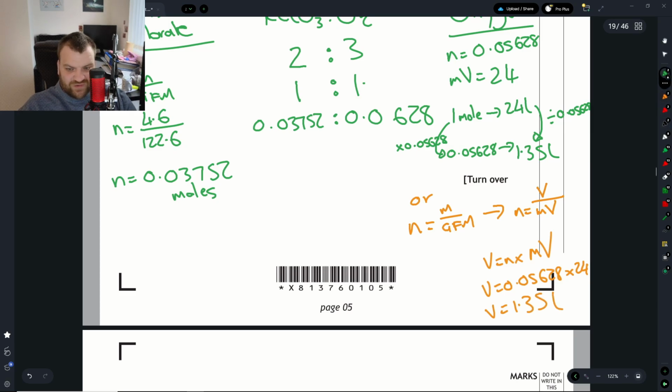Whichever way works best for you, go with it. Key would be that we've got less than 1 mole, so we need less than 24 litres. If you end up with a value bigger than 24 litres, you have mixed up your numbers. You need to have a rethink and try again.